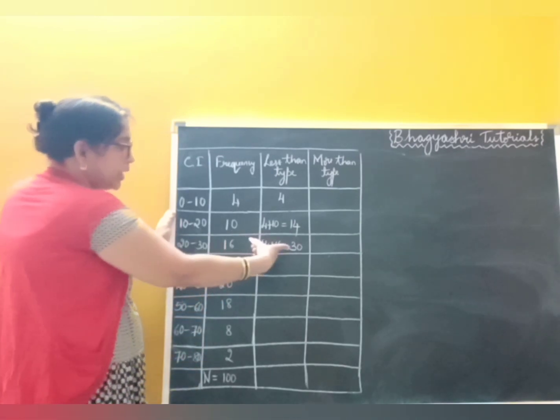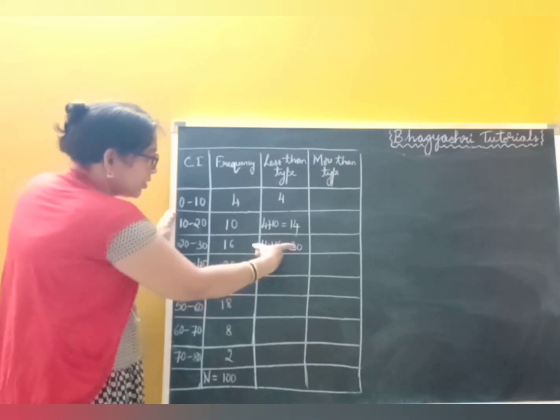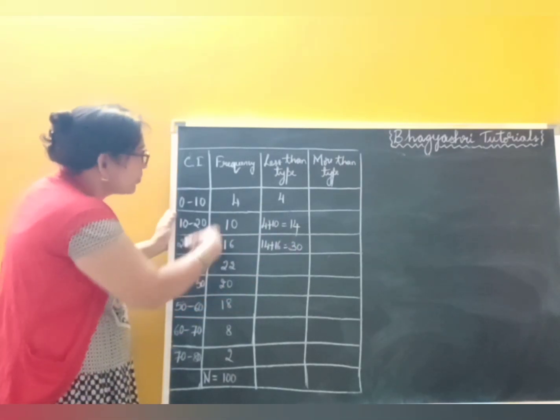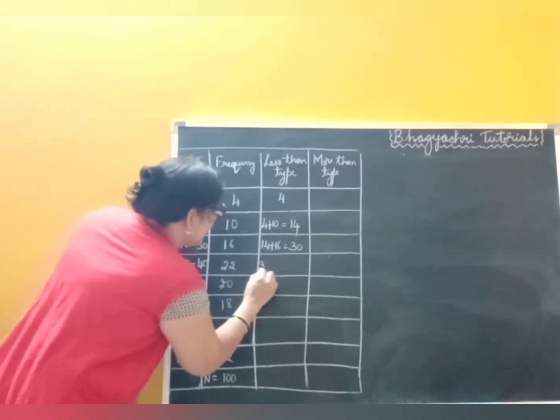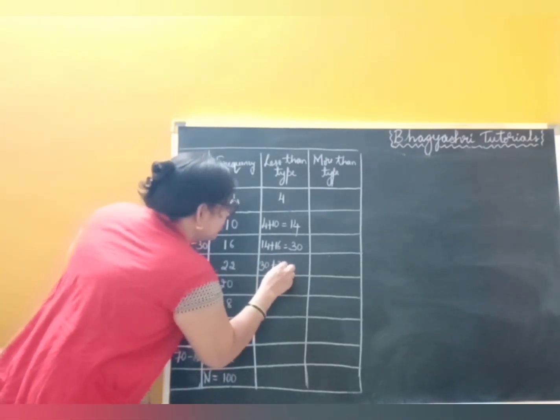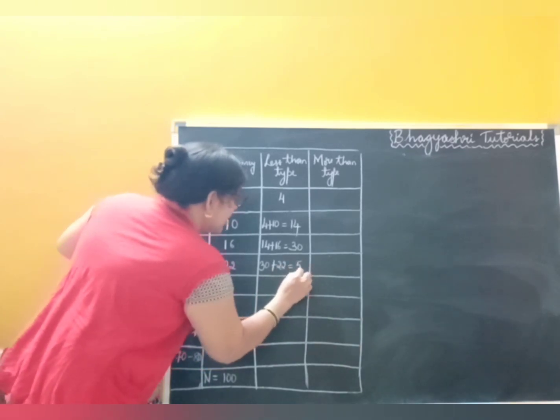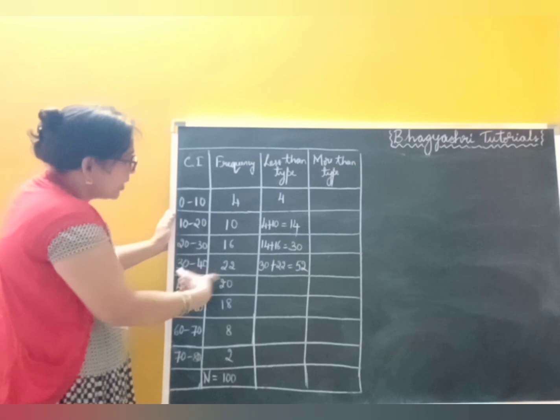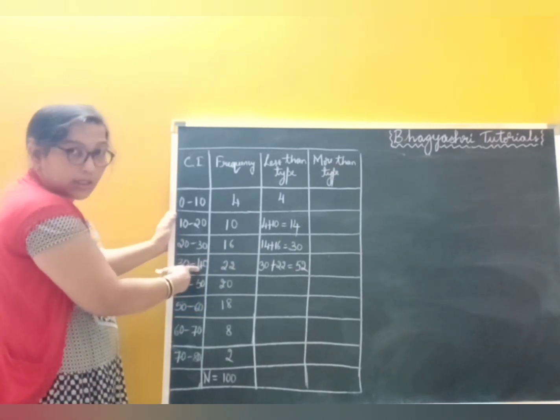Each time we need to add the frequency here. So the preceding cumulative frequency plus the present frequency. So 30 plus 22, next will be 52. This means there are 52 students who have got marks less than 40.